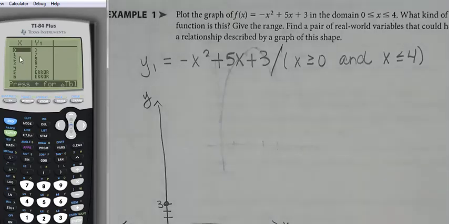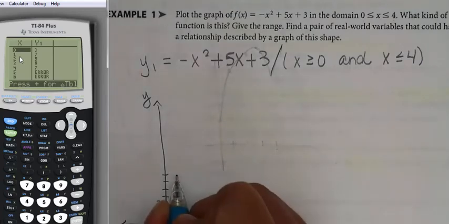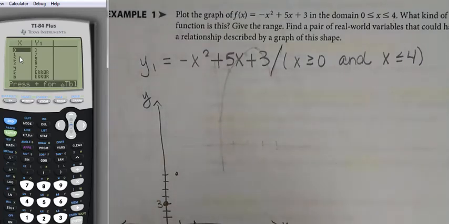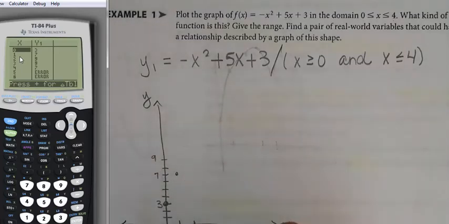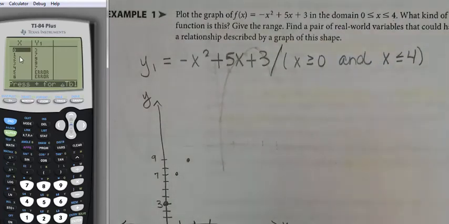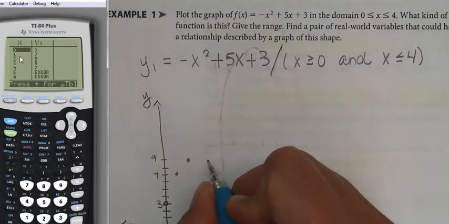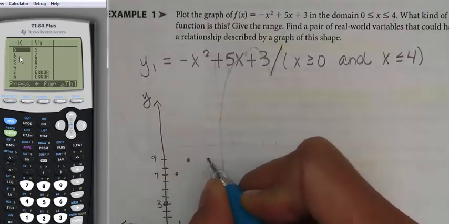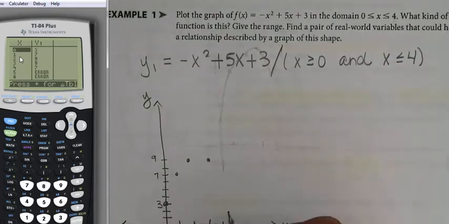So at 1, I'm at 7. At 2, I'm at 9. Now at 3, I'm back to 9, which means that my vertex is somewhere between 2 and 3. And we'll locate that next. And then at 4, I'm down to 7.